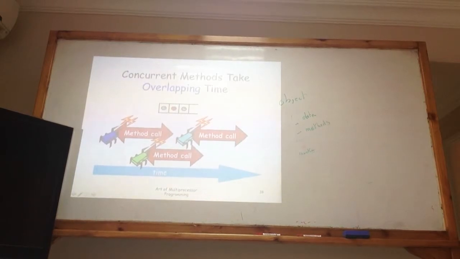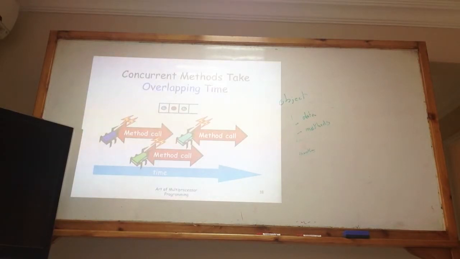Of course, if you use locks, you basically transform your problem into a sequential problem. Even if these methods are overlapping, they would execute sequentially. If this one goes first, it will acquire the lock, this one will have to wait, and the other one will have to wait. When this one finishes, the second one proceeds. So you transform them from overlapping time into sequential, which is much easier to reason about.